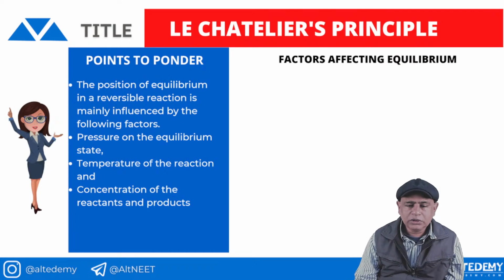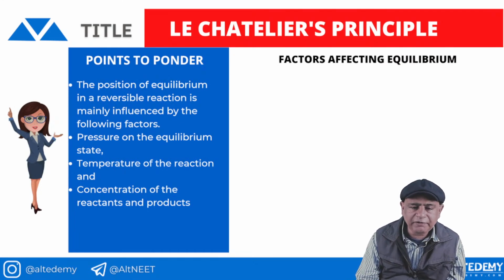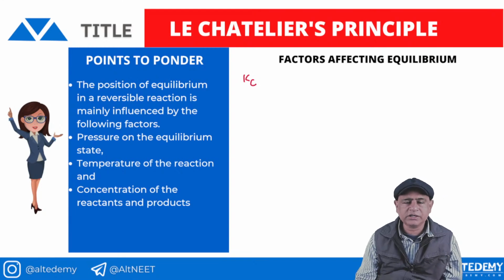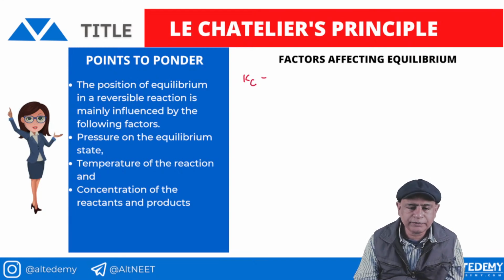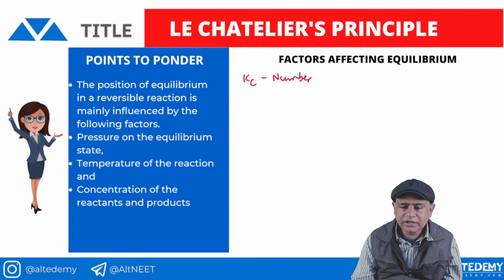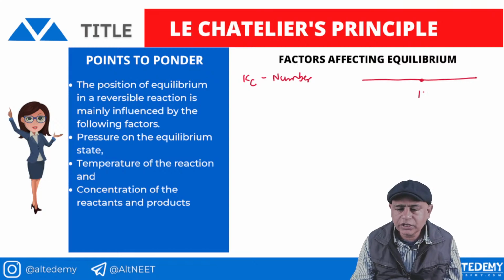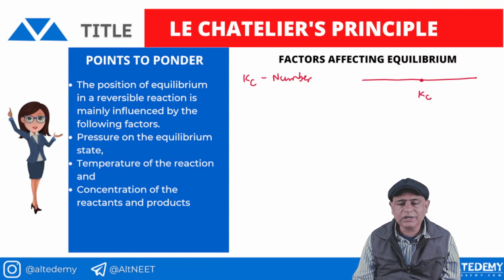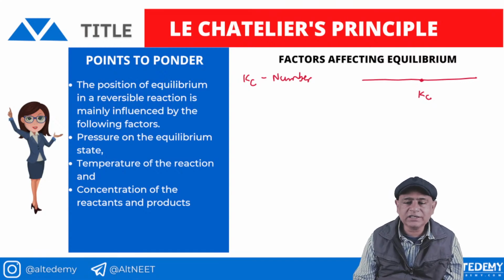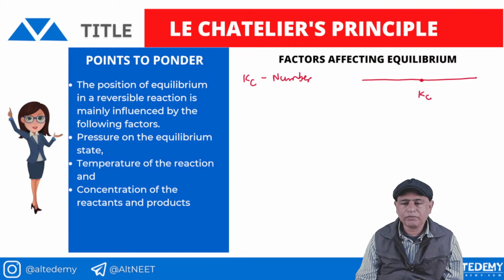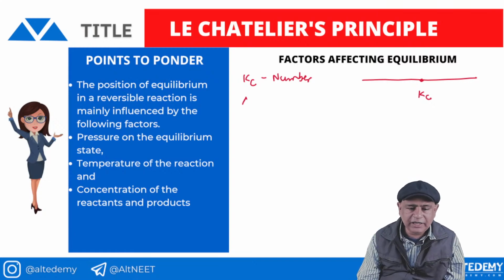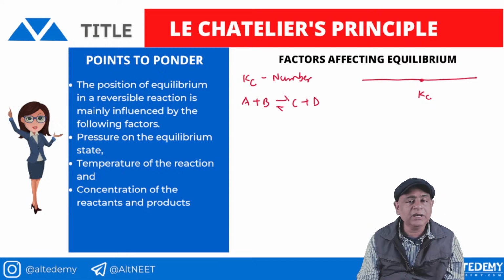Now, let us understand that we have found Kc for a particular reaction. Kc will just be a number, and this number can always be put on a number line. Equilibrium constant, when concentration terms are used, is written as Kc. A reaction A plus B giving C plus D is at equilibrium, where the rate of forward reaction is equal to the rate of backward reaction.